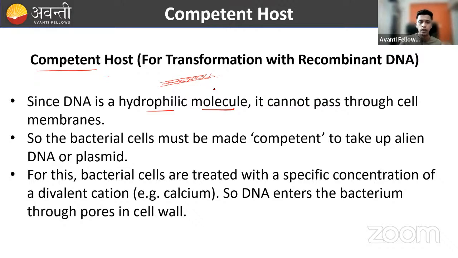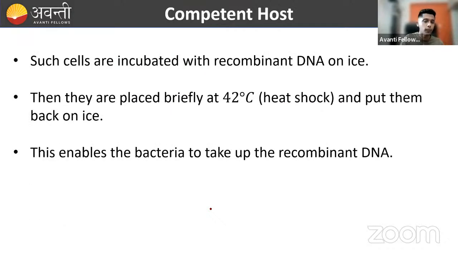So how do we do this? First, the bacterial cells are treated with a positively charged ion, or cation, like calcium. Whenever calcium is added into the bacterial culture, the calcium is actively taken up by the bacteria. Every bacterium fights for the free calcium ions in its surroundings, so they take them up very fast. Once they are taking up the calcium, immediately the cells are transferred onto ice. So we incubate the cells with the recombinant DNA on ice.